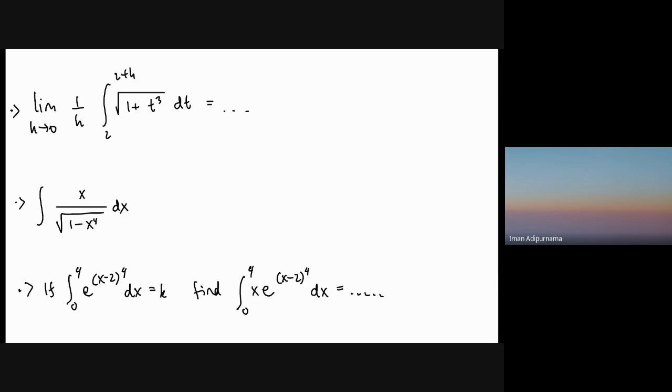You can first use L'Hopital. The second way, you can use the limit definition of derivative. Yes, x plus h, x plus h.